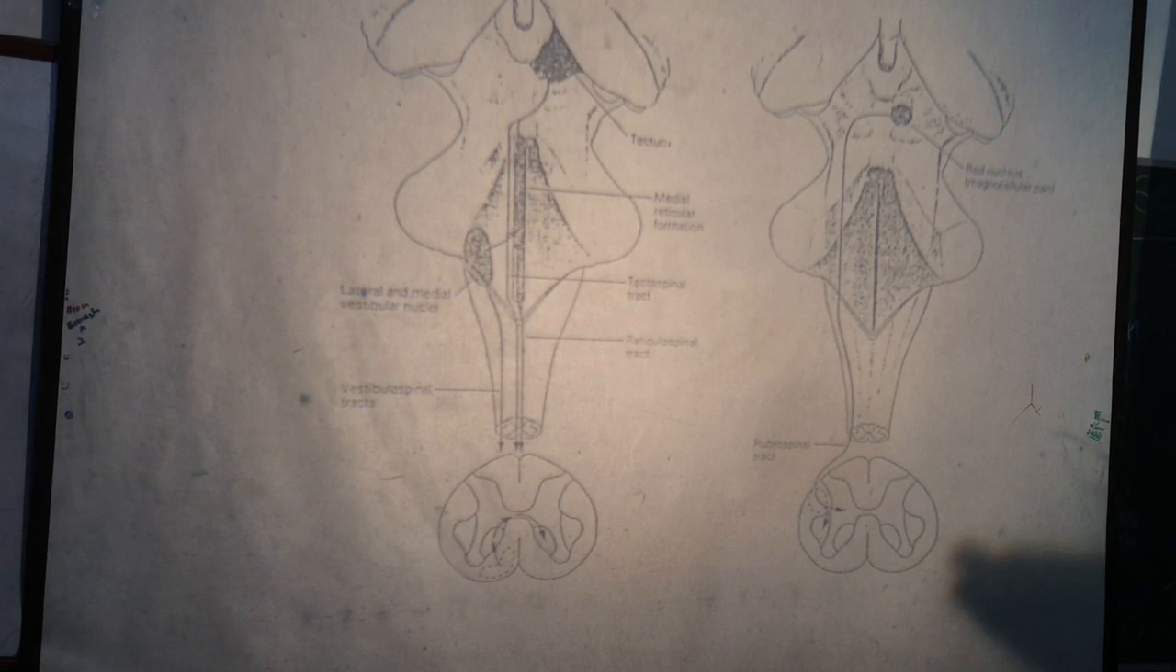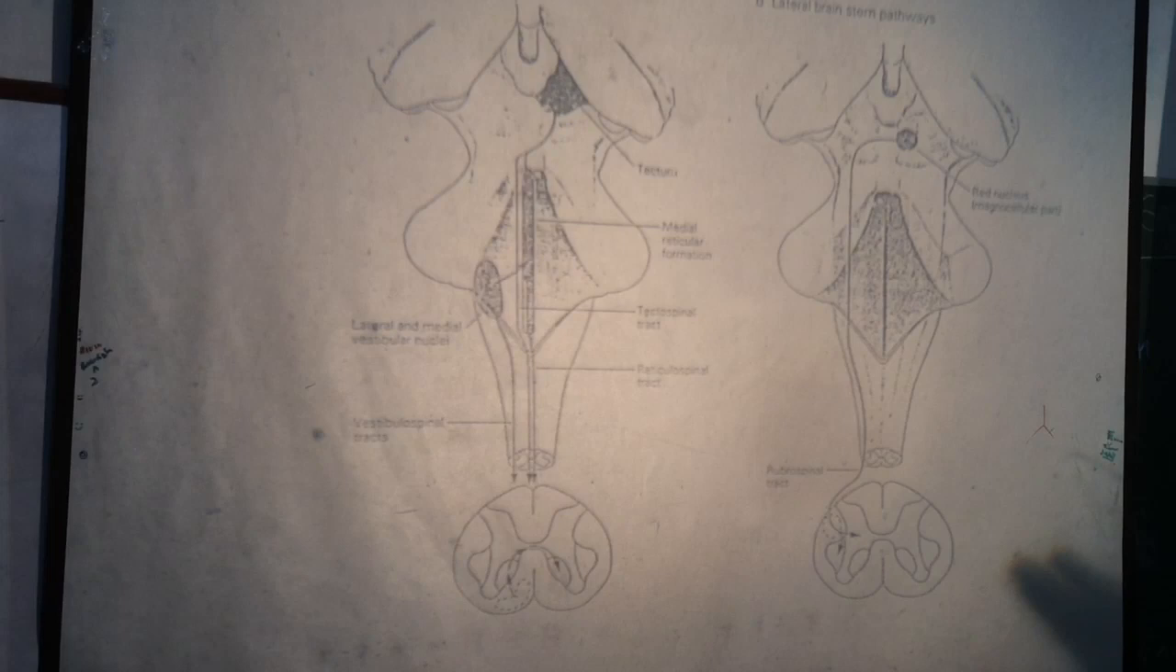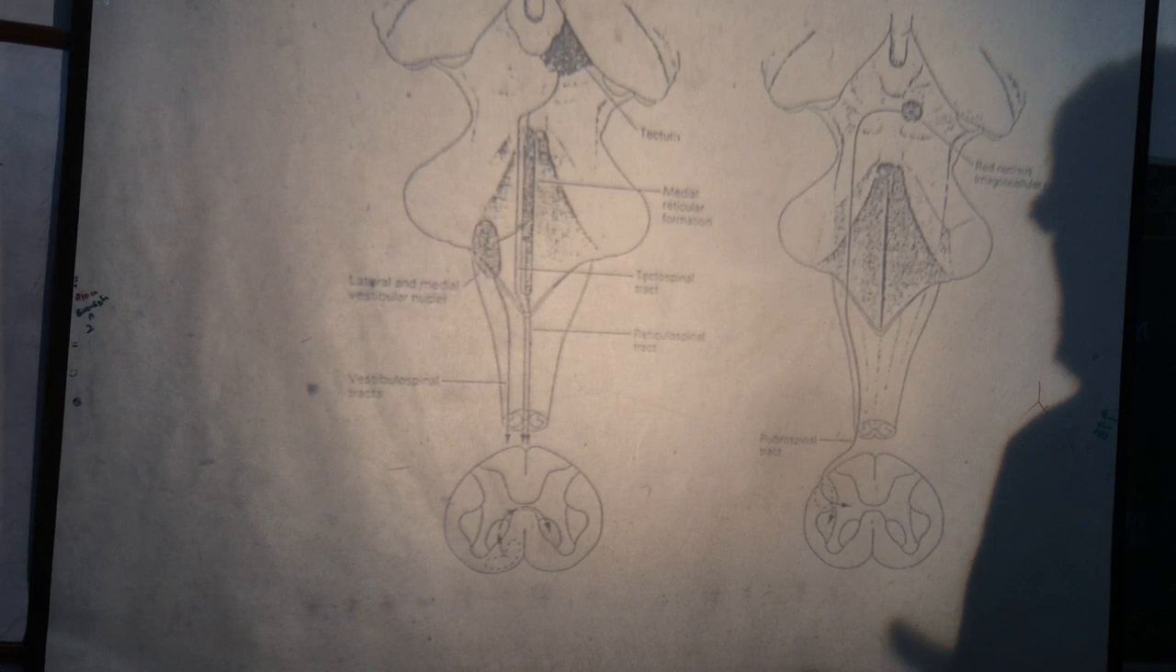And then we discussed the reticulospinal tract, which affects the activity of motor neurons: the pontine component is facilitatory to extensors, and the medullary component is inhibitory to the extensors or anti-gravity muscles. So we stop here. We'll continue next time.